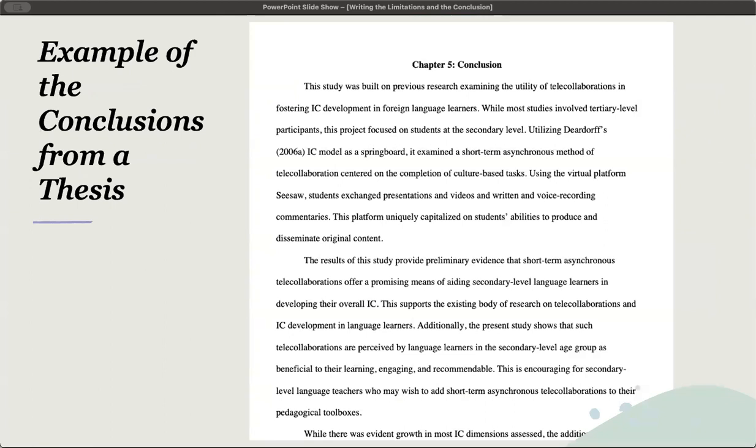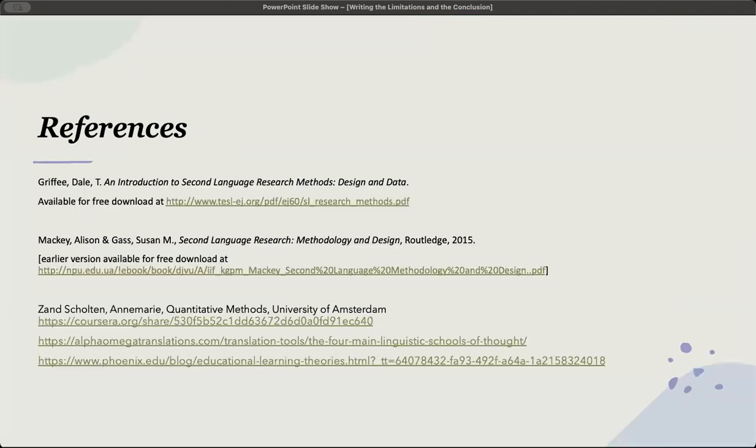And here you can see an example for the conclusion, where we've got a few different paragraphs here, starting with the study was built on previous research examining the utility of telecollaboration in fostering IC development. And then this continues. So that takes us to the end of this video on the limitations, suggestions for further research, and then also writing the conclusion.